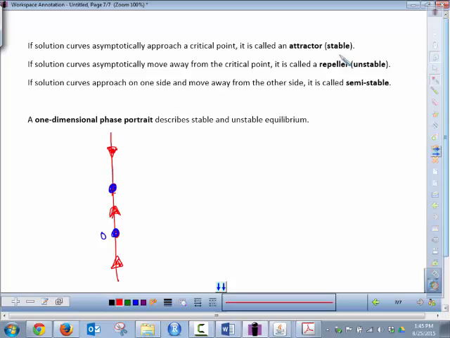So an attractor is a stable equilibrium. That means it's going to be approaching that value. That's why it's called an attractor, because it's approaching the value. So this one here, y is equal to 1, is a stable equilibrium.